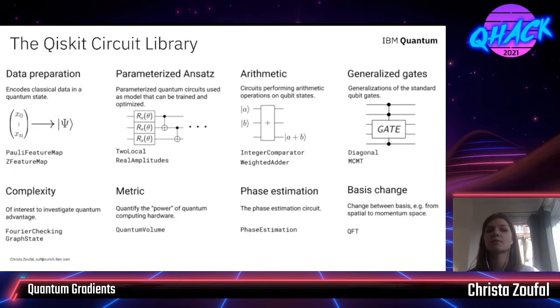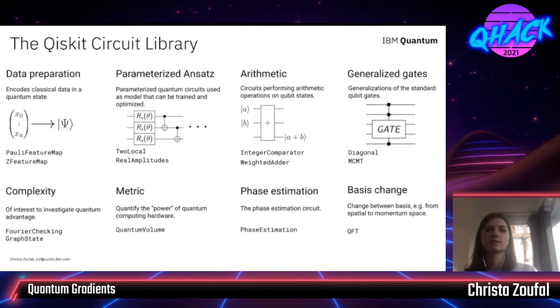Here, there are some feature maps given where you pass in your classical data into the feature map, which will generate a circuit, and then you can stack together this feature map, for example, with a parameterized ansatz, and then you can train the parameters of this ansatz. Of course, there are also other circuits, such as those that apply arithmetic operations.